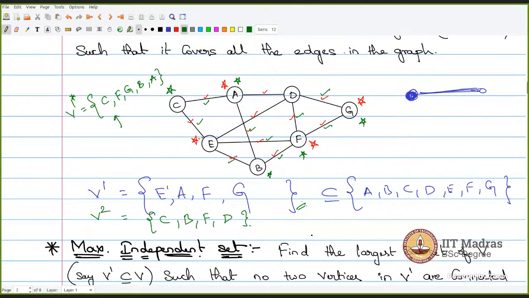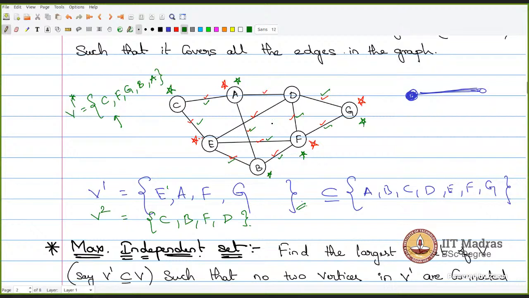Can you please repeat the statement? The statement is, when you find the minimum vertex cover set, the vertices which are left out from this V prime will form an independent set, and that will be the maximum independent set. So you can see E, A, F, G is a vertex cover which we found. Now the left out vertices are C, B, D. Now C, B, D forms a maximum independent set.